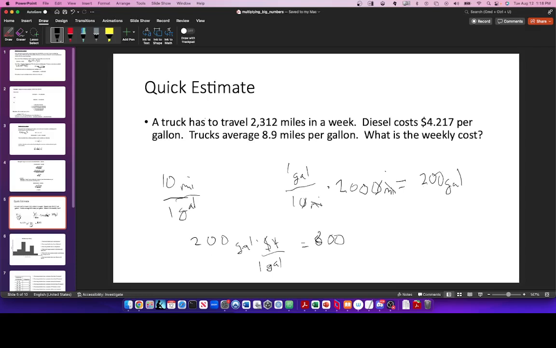Then we can go down here. We're going to once again round that it's about $4 for every 1 gallon of gas. Turn it into a fraction like this. We're going to multiply it by the 200 gallons that we need and get that it's going to cost us about $800, because 2 times 4 is 8, and then we just tack on these 2 zeros to the end. So that's a quick estimation we can do if we don't happen to have our calculator on us, which is becoming less and less common, but could still be handy.